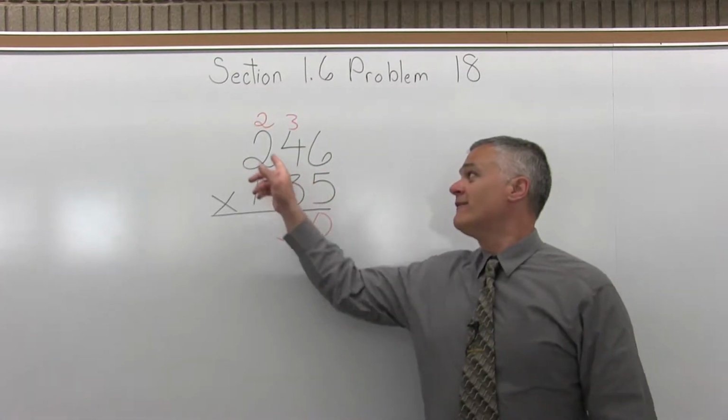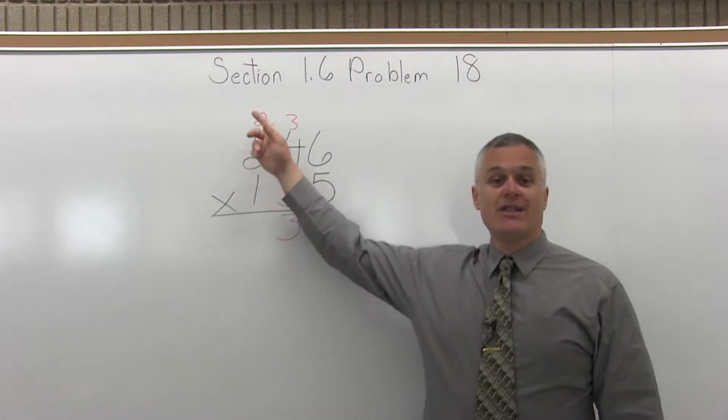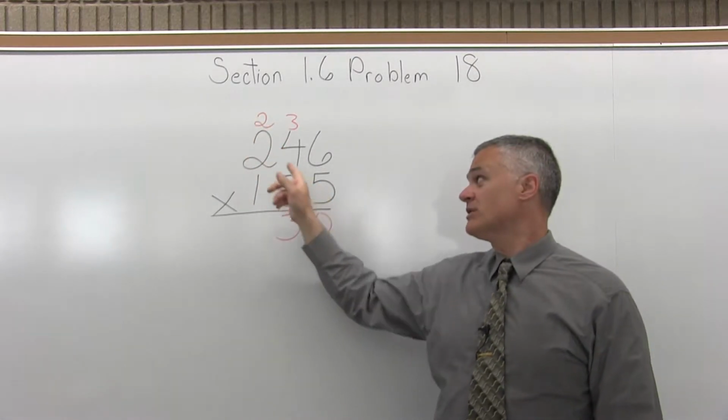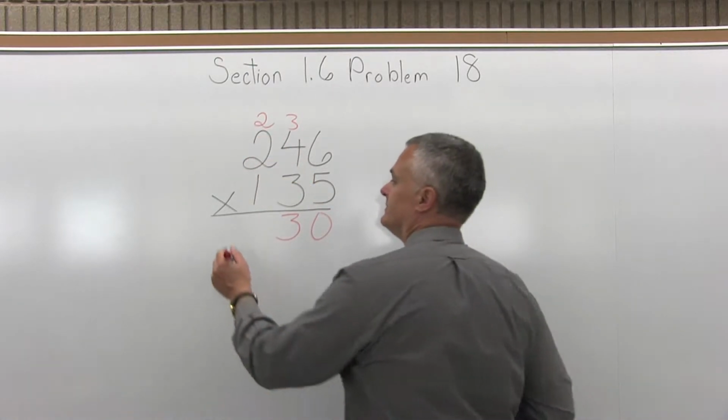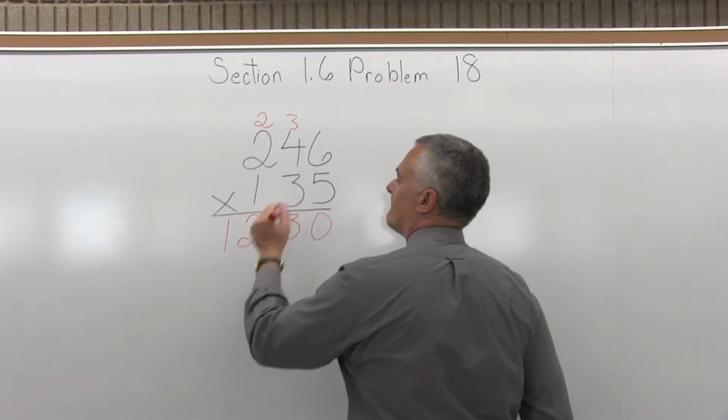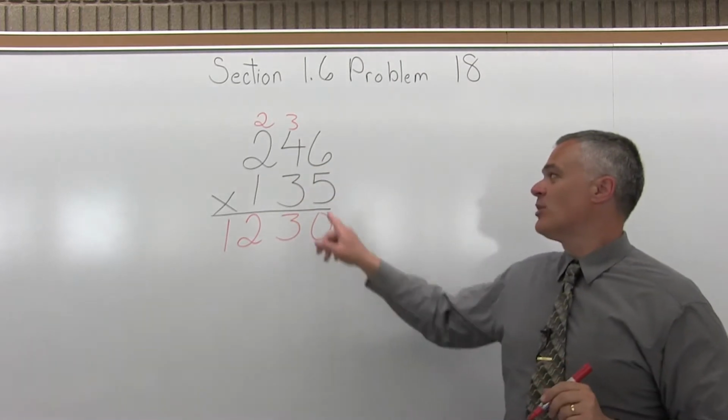Now I'll multiply 5 times 2 and then add the 2 that I carried from the previous multiplication. 5 times 2 is 10. 10 plus 2 more is 12. So now the 5 from the bottom row is all set.